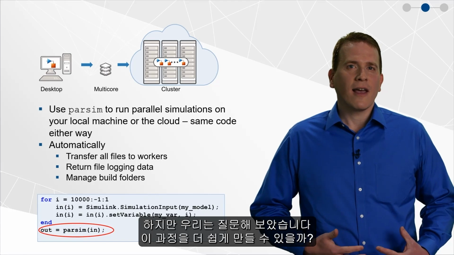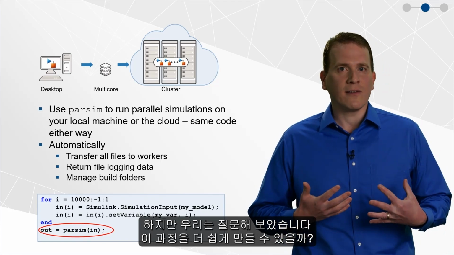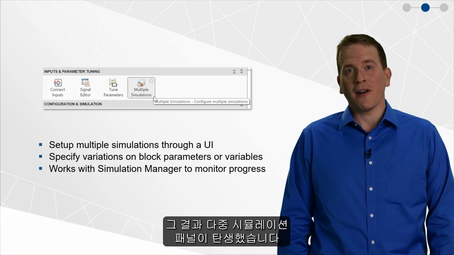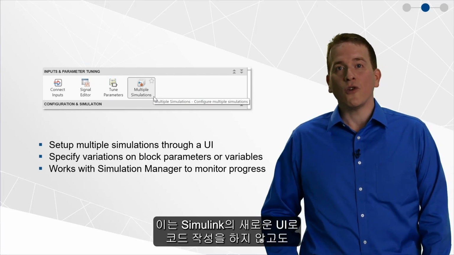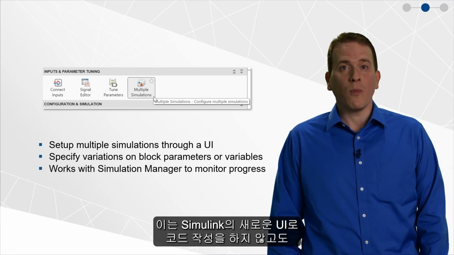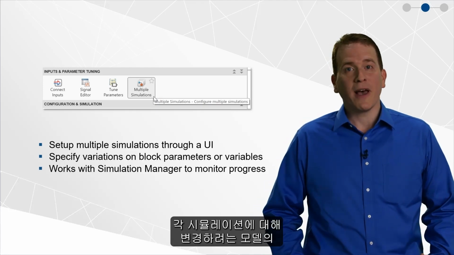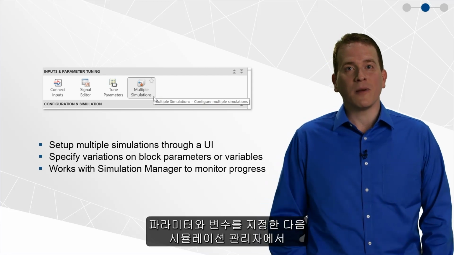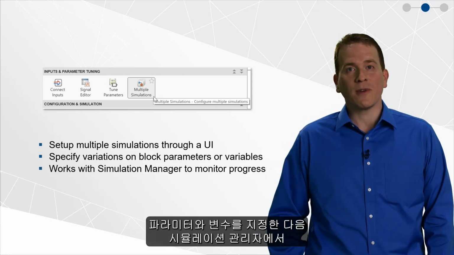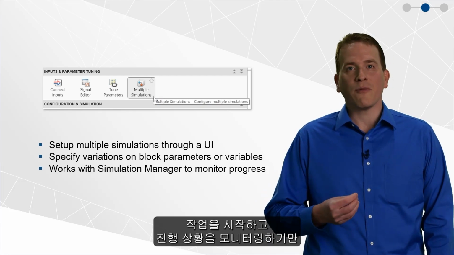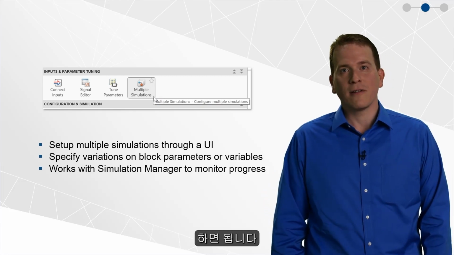But we asked, how can we make this process even easier? Introducing the Multiple Simulations panel. This is a new UI in Simulink for setting up multiple simulations, no code required. Just specify the parameters and variables in the model you want to change for each simulation, and then kick off a job and monitor its progress with the simulation manager.